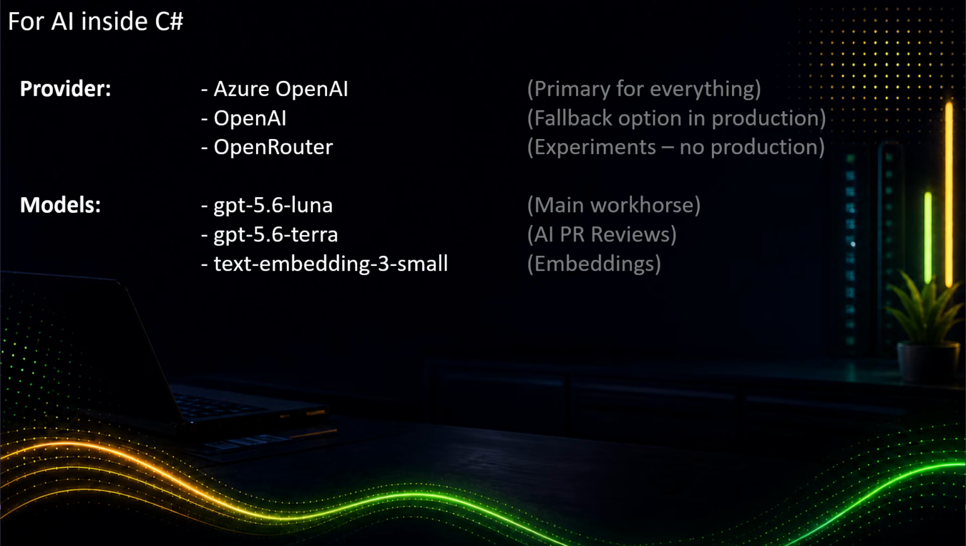So Luna and Terra are by far the most used, Terra being only used for some AI PR reviews right now. And when it comes to embeddings for vector stores and such, I always use the text-embedding-3-small from OpenAI as well.